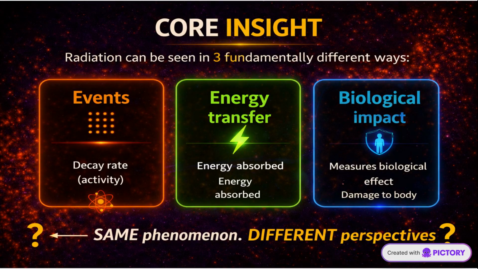Here is the breakthrough idea. Radiation is not a single-layer phenomenon. It has three distinct layers of description. First, events. How many decays are happening? Second, energy transfer. How much energy is being delivered? Third, biological impact. What effect does this energy have on living systems? Same radiation, but three fundamentally different questions. And each unit answers only one of these.